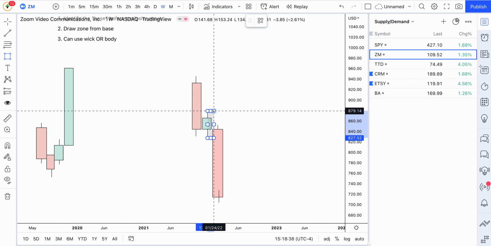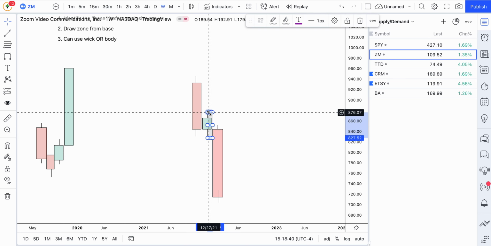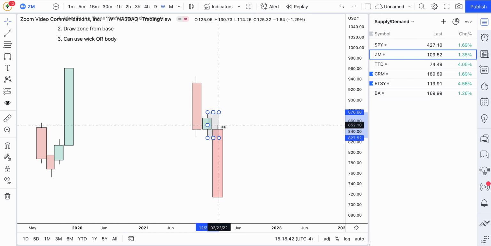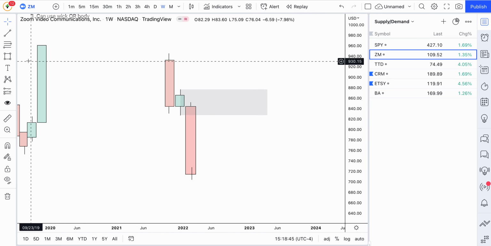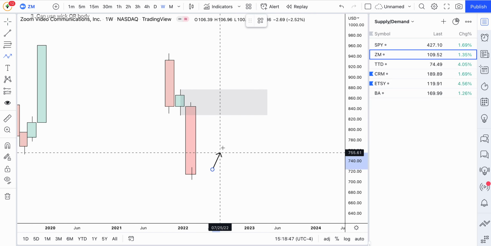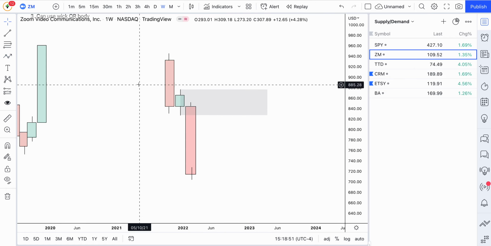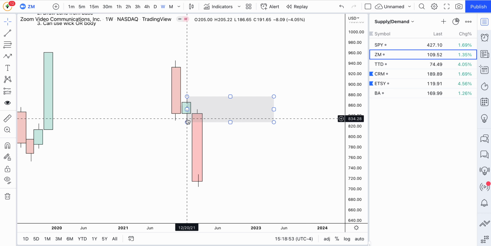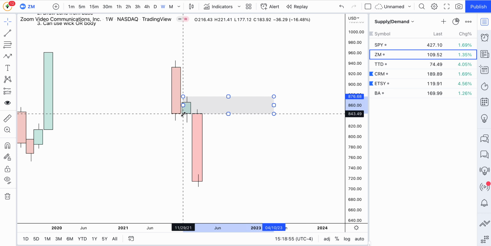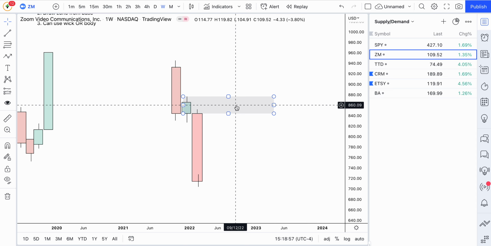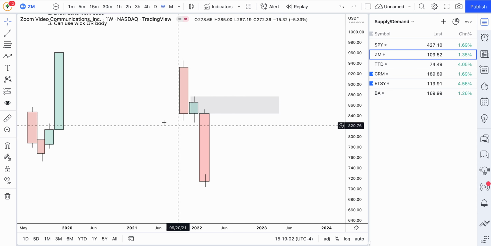So we go from the low to the high of that candle. This is the candle right before the explosive move, and extend it out. And then as price comes back up, we would look to short in this area, targeting a move lower, right? And again, if you want, you could also go from the body. So that would be right there, the body, and then you have a little bit of a smaller zone for a better risk reward. So that's basically how you draw them.